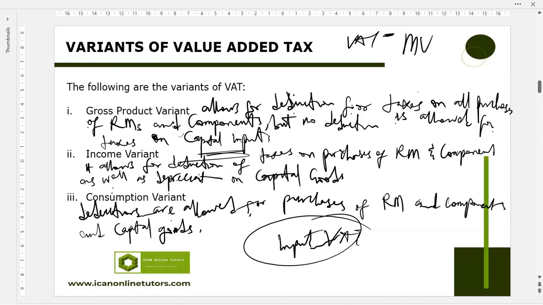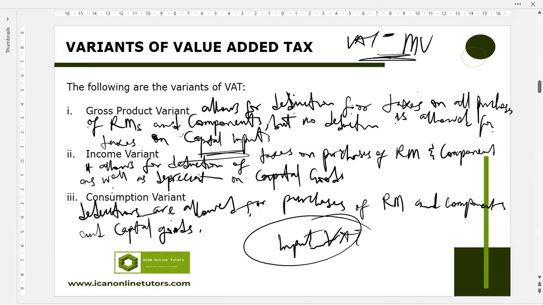Hello, sir. Then for VAT on motor vehicle, it is also allowable. And the only way you can claim it is to add it to the cost of the motor vehicle.